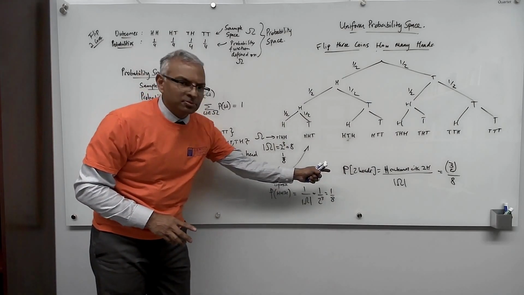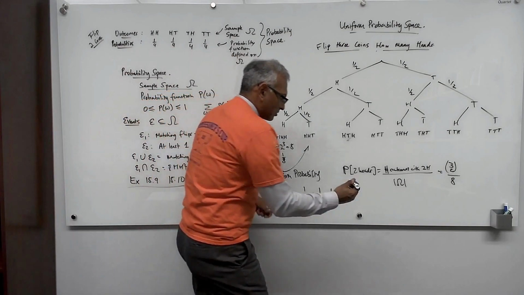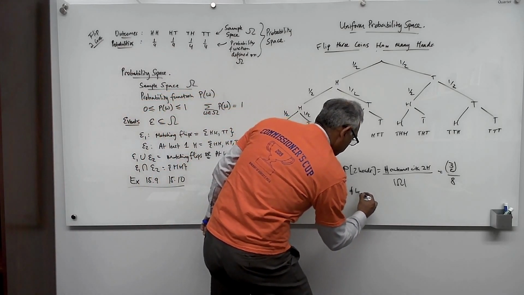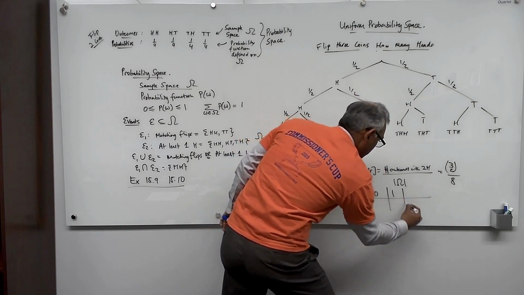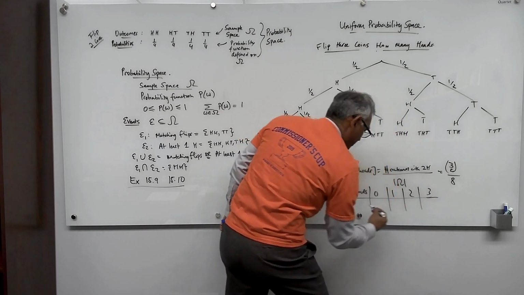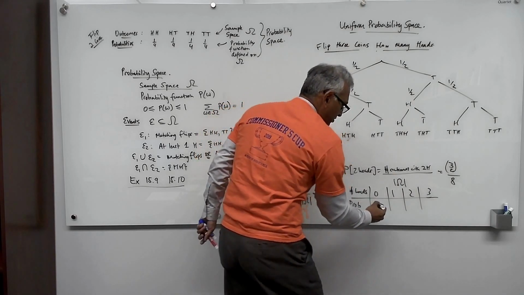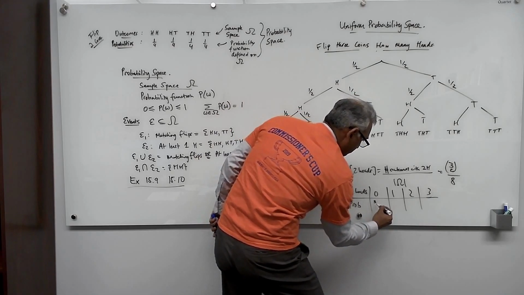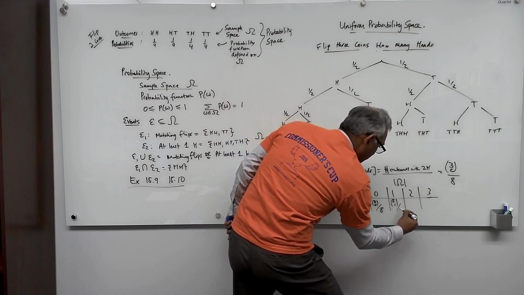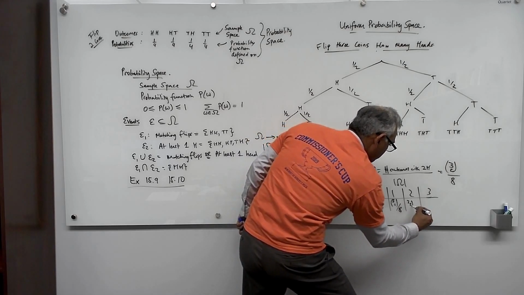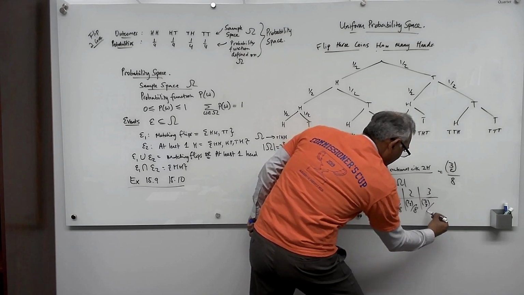But we can now compute the probabilities for all the possible numbers of heads. You can either have 0, 1, 2, or 3 heads. The probabilities are: 3 choose 0 divided by 8, 3 choose 1 divided by 8, 3 choose 2 divided by 8, and 3 choose 3 divided by 8.